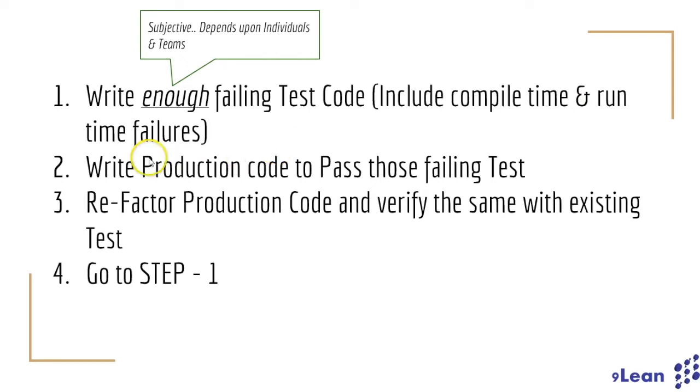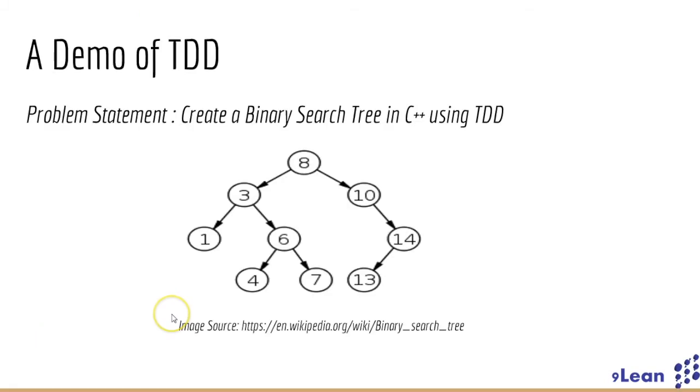Step 2 is to write production code to pass those failing test cases. Step 3 is to refactor the production code and verify it with the existing tests. And step 4 is to go to step 1. So we keep on repeating these steps until we complete our desired software. Now I'll show you a demo of TDD.